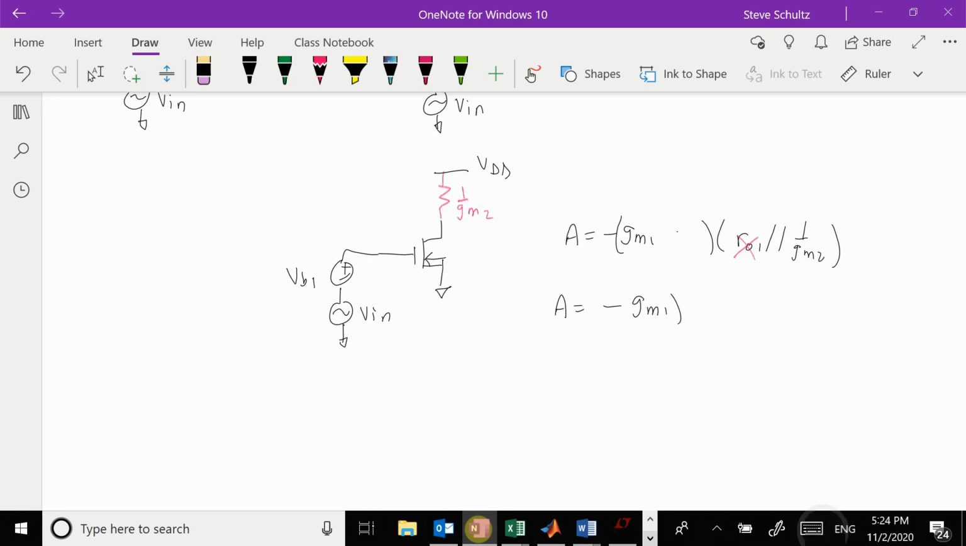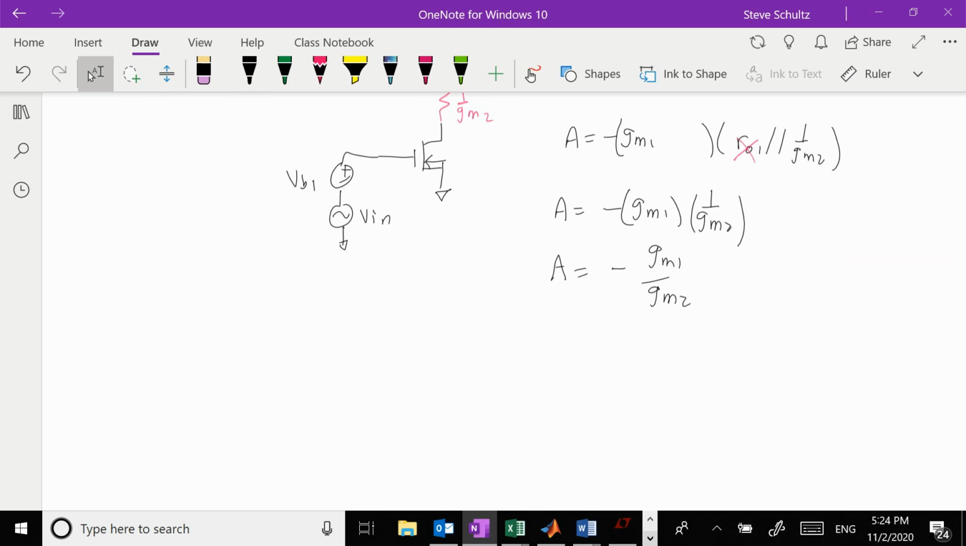Oops, this gain got moved over to the other side. Times 1 over gm2. So my gain is equal to minus gm1 over gm2. Well, that seems kind of odd. So if I plug in what these are, this is equal to 2kp1 ID over 2kp2 times ID, and then we square root.